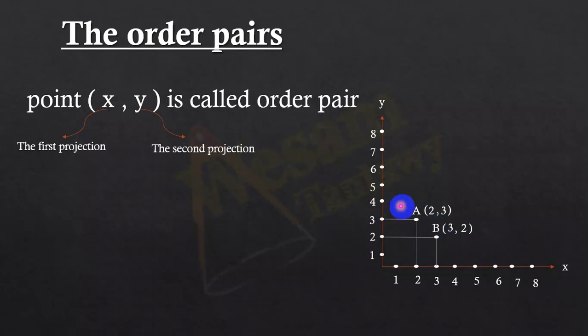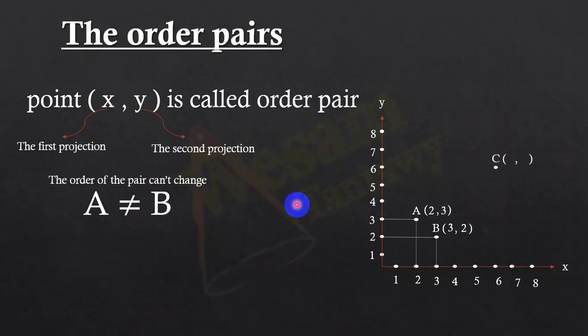We can notice that the 2 points A and B have the same numbers, which are 2 and 3. Does this mean they are the same or they are equal? No. They are in different locations and in different positions. And the reason is the order of the ordered pairs. The first on the x-axis, the second on the y-axis. We shouldn't mix.